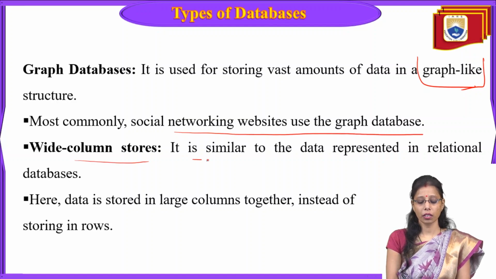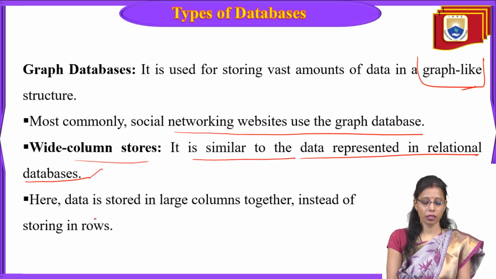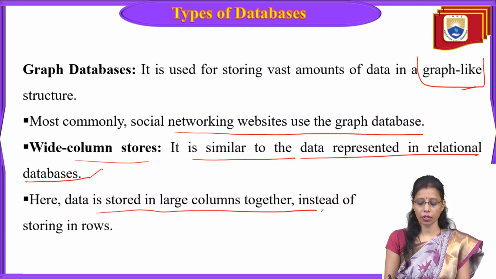Wide column stores are similar to the data represented in relational databases. Here, data is stored in large columns together instead of being stored in rows. A large amount of data is stored in large columns instead of rows. This is about the wide column stores.